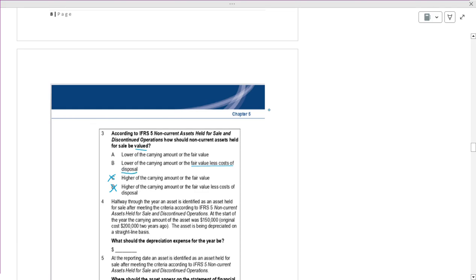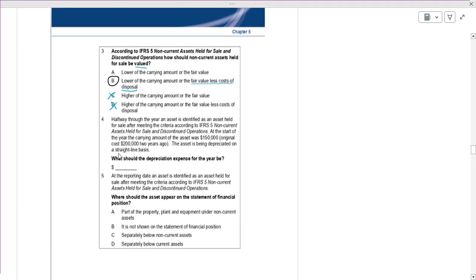Whenever we are talking about fair value minus cost, it means any selling cost, any agency cost, any commission we have to give. That is nothing but fair value minus cost to sell. Yes, Hussein.